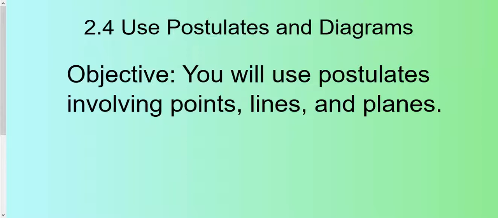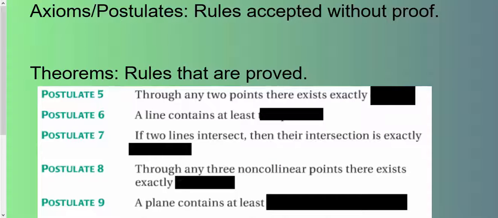A little tricky question. We're going to use postulates and diagrams today, working with points, lines, and planes. Basically going back to chapter 1, we're going to be seeing a lot of rules that you guys learned in chapter 1, and we're going to formulate them into postulates today. So postulates and axioms are rules that are accepted without proof. We're going to be proving a lot of things this year. They're called theorems. We get to use these without actually proving them.